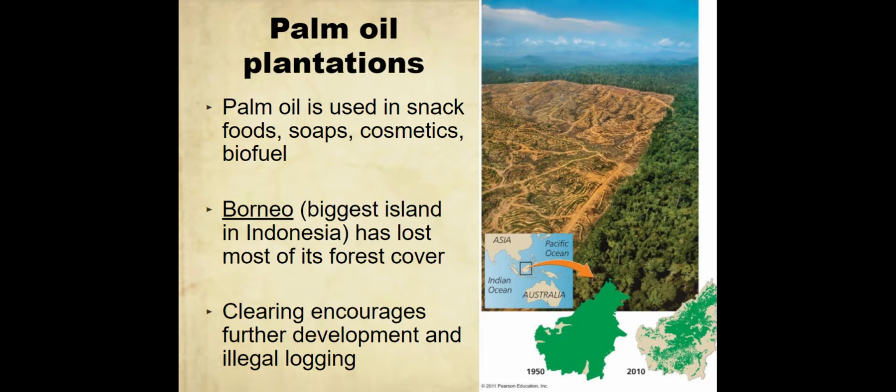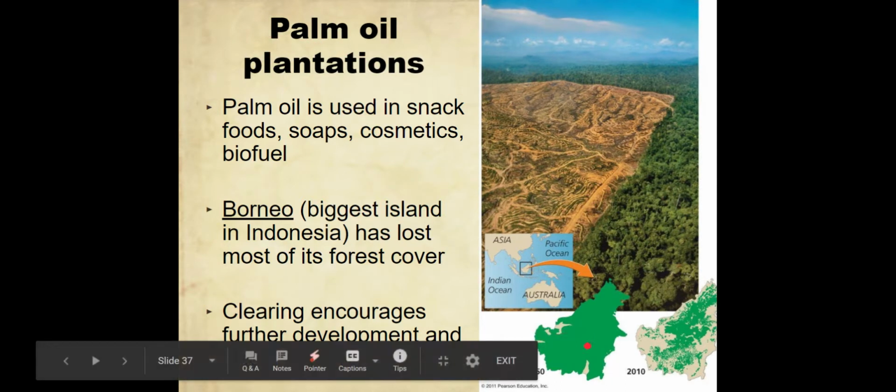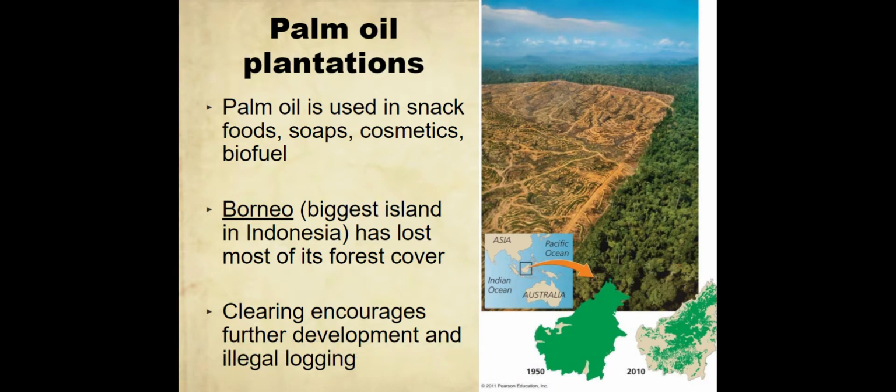So the biggest example we saw of this was palm oil plantation. Borneo, the biggest island in Indonesia, has lost most of its forest cover. And if you look at this picture down here, in 1950, it was green, and here in 2010, you've got more than 50% of the forest cover removed. And clear cutting encourages further development, illegal logging, and all sorts of other bad things.